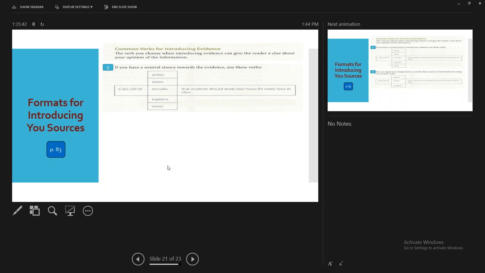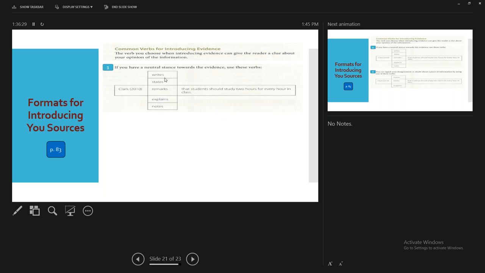We have two cases here. Let's look at them. First one: if you have a neutral stance towards the evidence, that means you are not showing whether you are supporting, agreeing, or disagreeing. You are taking a neutral stance here. You don't have a strong feeling towards this, whether you agree or disagree with it.